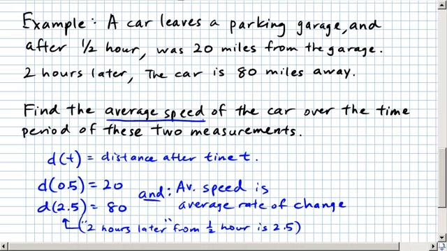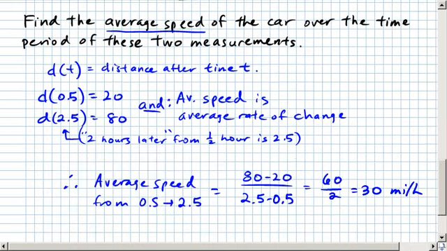Okay, so in conclusion, the average speed of the vehicle from half an hour to 2.5 hours, we're going to set up the exact same way, and we're going to get 30 miles per hour. Again, we're not saying that the car traveled at a constant speed of 30 miles per hour, but on average, over this interval, that's what their speed was. Alright, so that concludes our discussion of average rate of change.